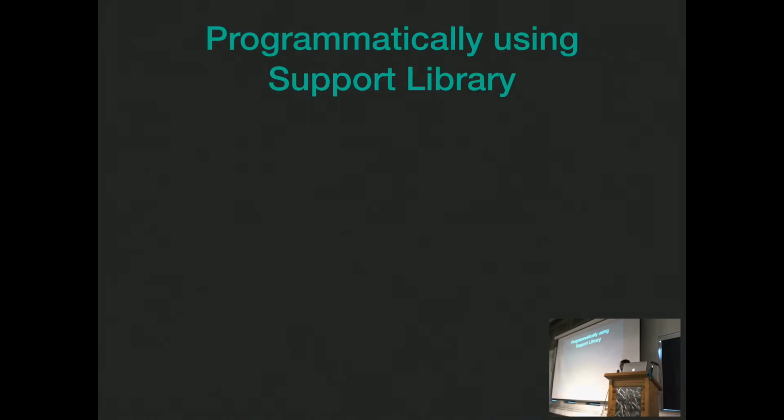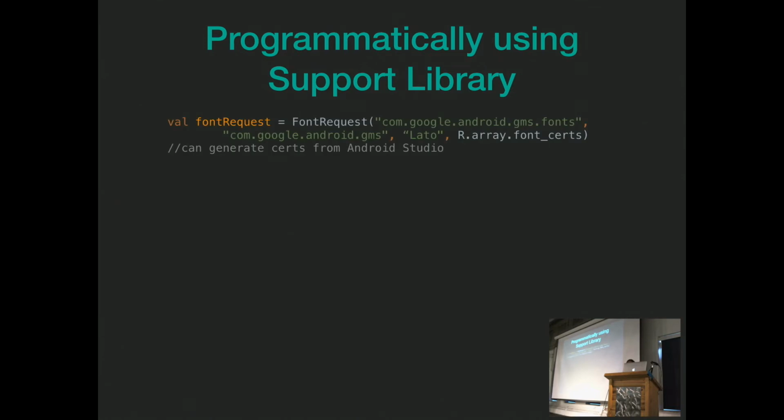So how do we use it? One way is to do it programmatically using the support library. So you set up your font request, you set up where you want the font from, which in this case is gms.fonts, Google Play Services, the font that you want, which in this case is Lato, and then the certificates for security. You can use Android Studio to generate this, and I will be going into that in a bit.